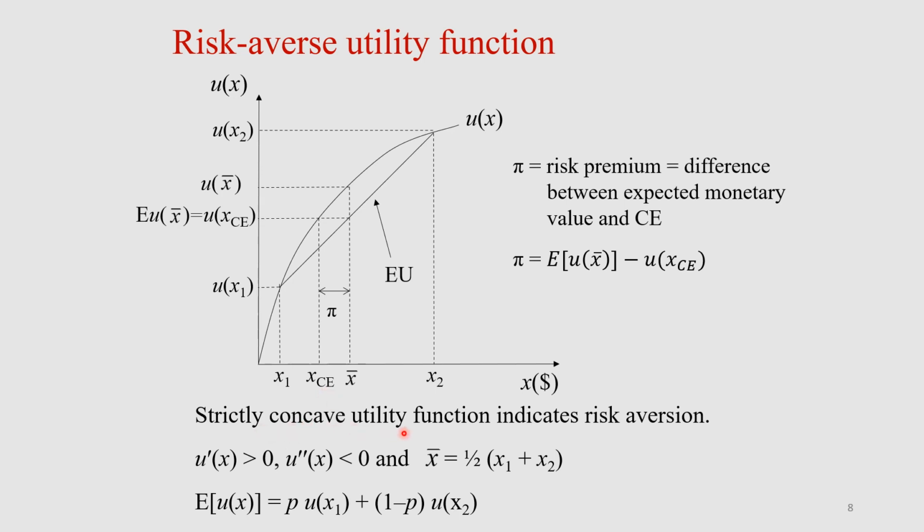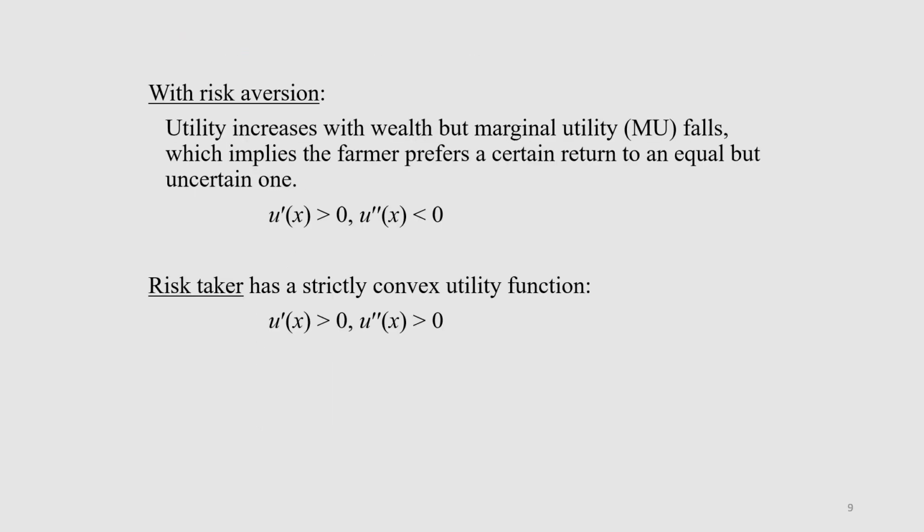A strictly concave utility function indicates risk aversion, where the first derivative, the marginal utility, is positive, but the rate at which the marginal utility increases is negative. So the second derivative of the utility function is less than 0. Here x bar is simply defined as half of x1 plus half of x2, and the expected utility of any x is equal to the probability times the utility of x1 plus 1 minus the probability times the utility of x2.